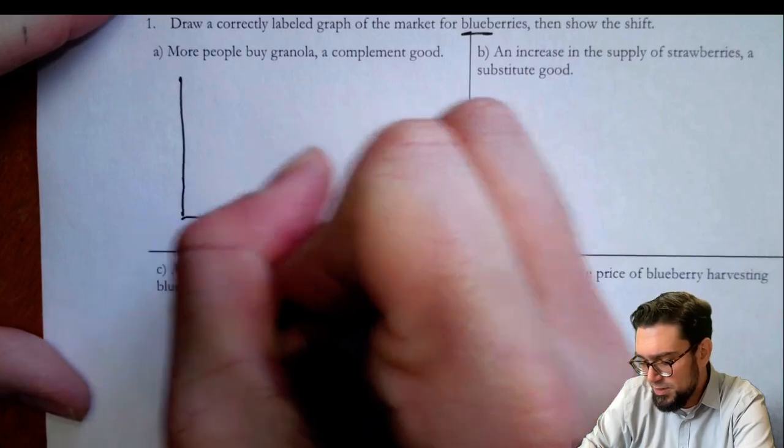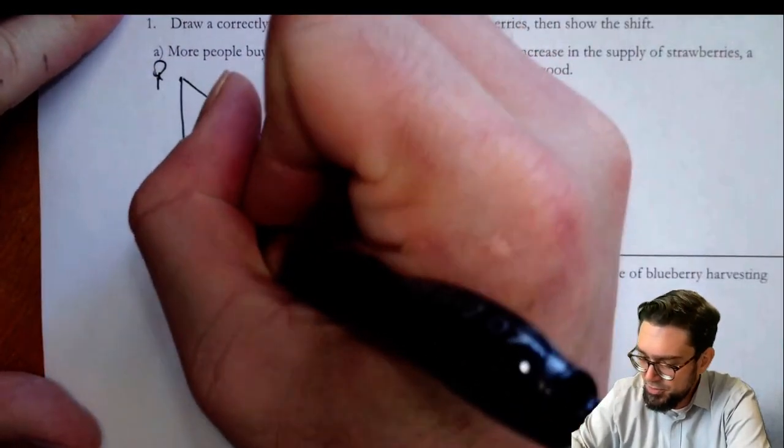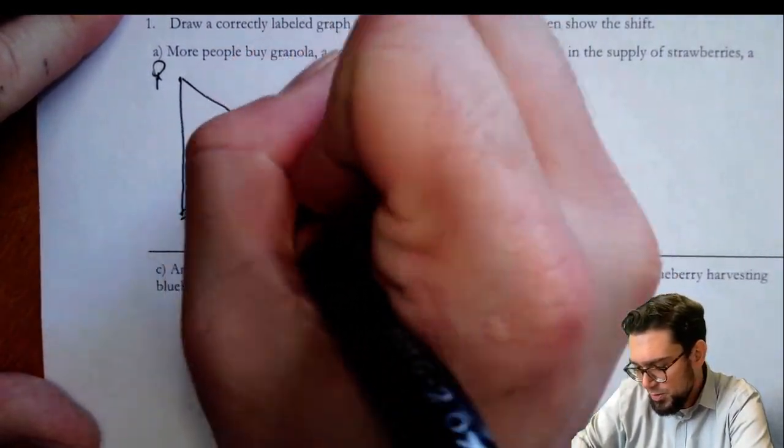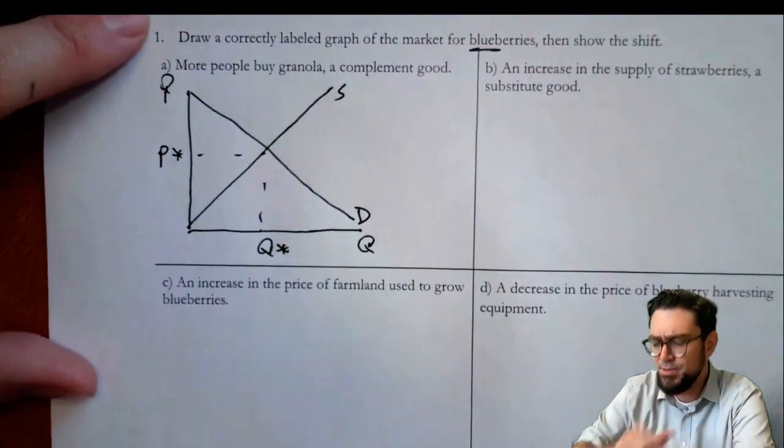So we're going to first draw a little picture here, P and Q, and we're going to drop down our demand curve and our little supply curve. Put a little P star, Q star right here. Look at that. Oh, that's beautiful, beautiful. I bet yours is nice too.